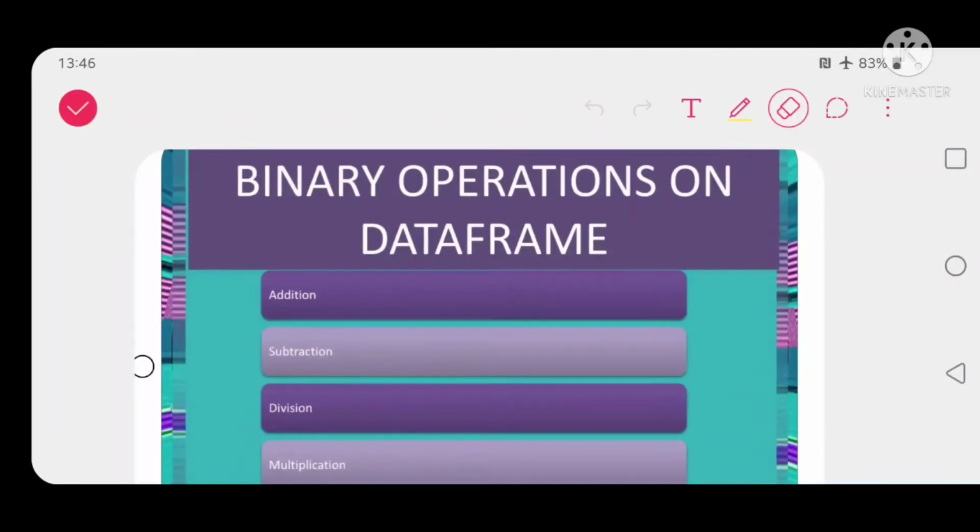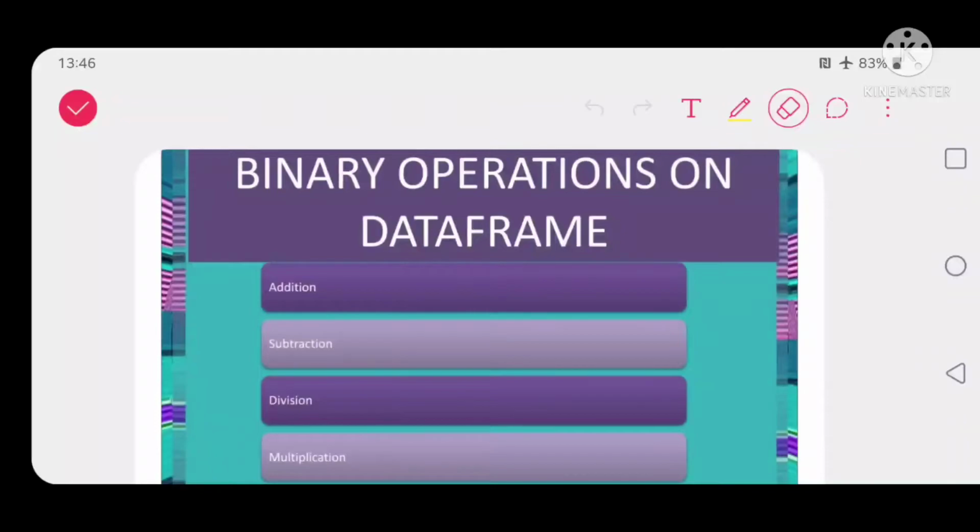Good morning, students. In this module, we will cover the binary operations on data frames. Binary operation means addition, subtraction, division, and multiplication. These operations are called binary because we need at least two data frames to work on.